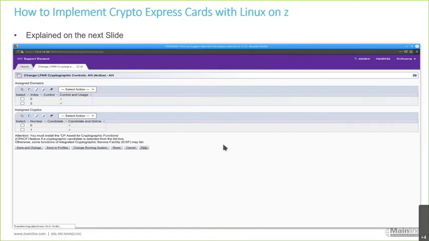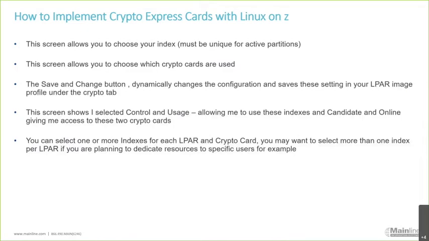Once I've set that up and configured, I'm going to do a save and change, which is a multifunction button here. What this does is it saves the configuration to your activation profile for the LPAR, and it also changes the running LPAR so that it has access to these resources. And that just gives an explanation of what the different buttons on that screen do.